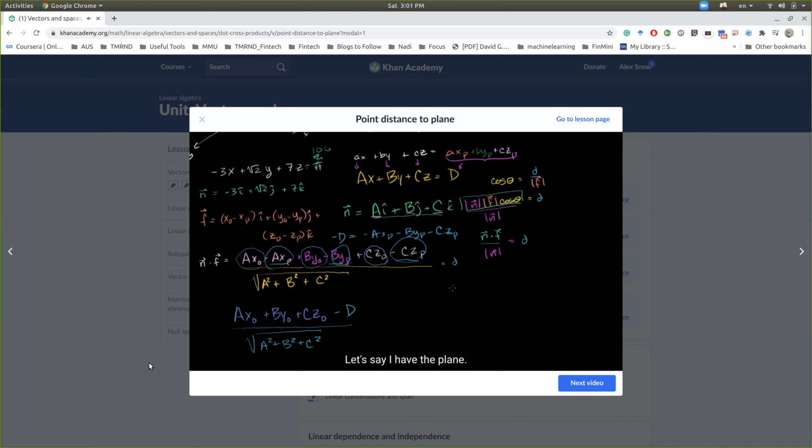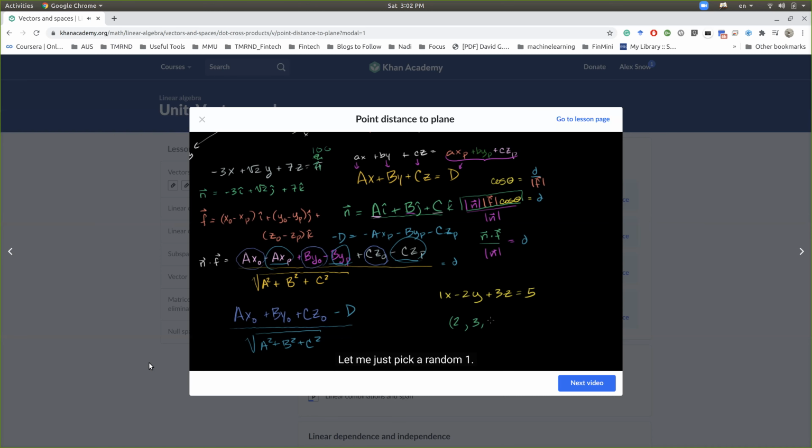Let's say I have the plane x minus 2y plus 3z is equal to 5. So that's some plane. And let me pick some point that's not on the plane. Let's say I have the point 2, 3, 1. Let me make sure it's not on the plane.